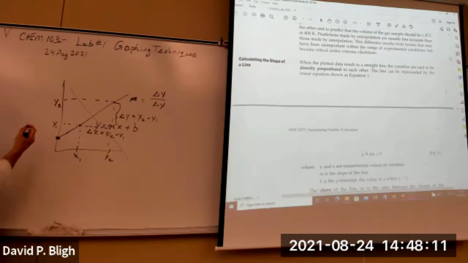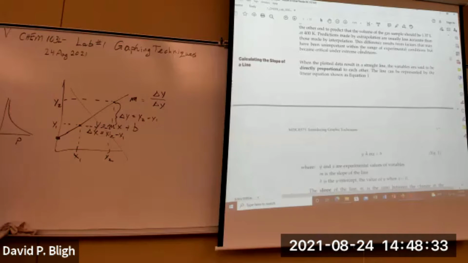Or Boyle's pressure volume. Boyle's pressure volume would be that way. So generally speaking, as pressure increases, volume decreases. Right, that's inverse proportional.